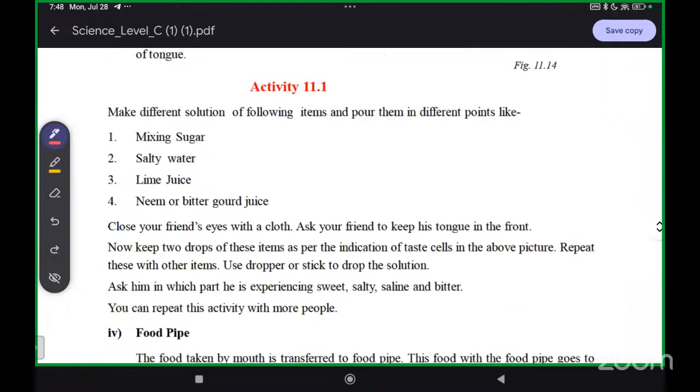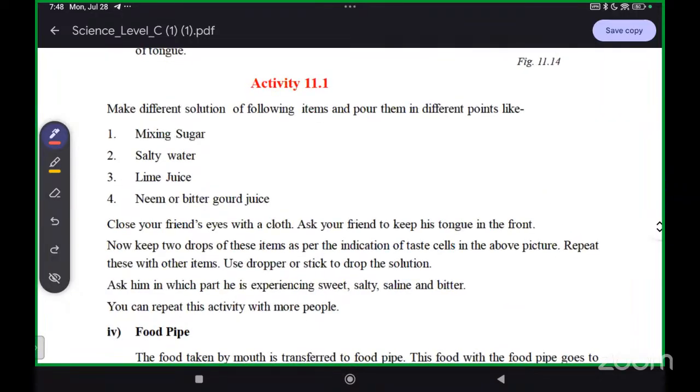Now this is an activity to check the taste buds. Make different kinds of substances. The first is sugar, then salty water, then lime juice, which is sour, and then neem or bitter gourd juice, which is bitter. Close your friend's eyes with a cloth. Ask your friend to keep his tongue in front. Now put 2 drops of these items as per the indication of taste cells in the above picture. Repeat this with other items. Use a dropper or stick to drop the solution. Ask him in which part he is experiencing sweet, salty, sour, and bitter.